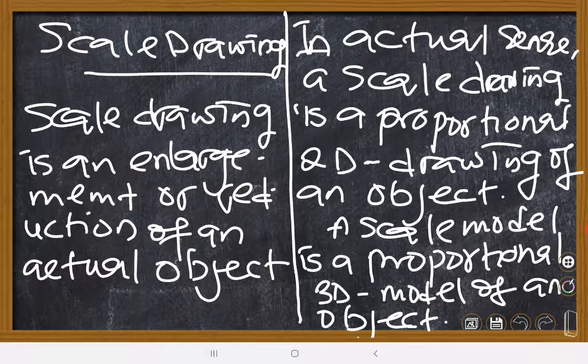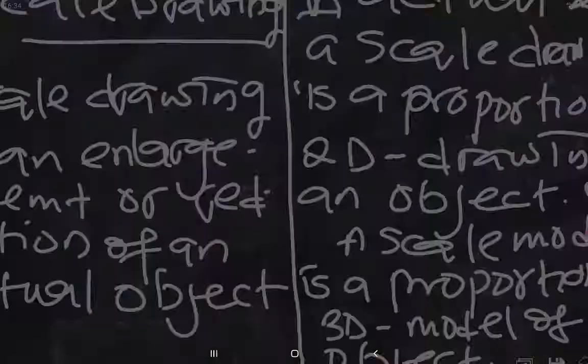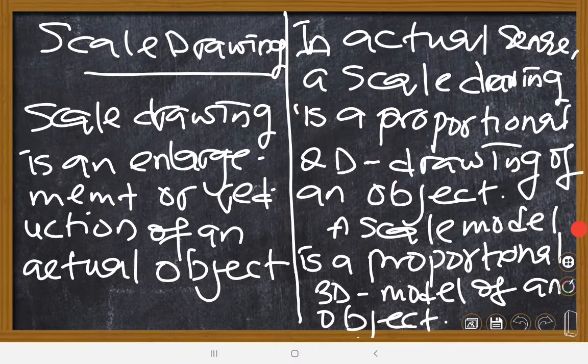Okay, so a scale drawing is a proportional two-dimensional drawing of an object, while a scale model is a proportional three-dimensional model of an object. A three-dimensional object is a solid shape, for example a cuboid or cube. If you reduce a three-dimensional object, you are doing a scale model. So we'll continue with our definition.